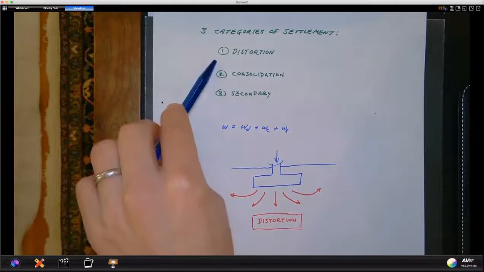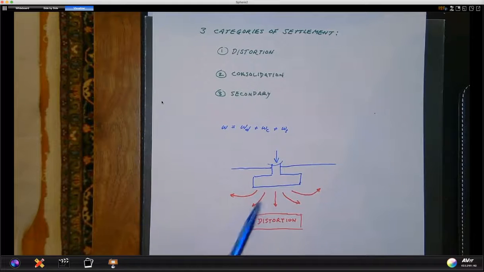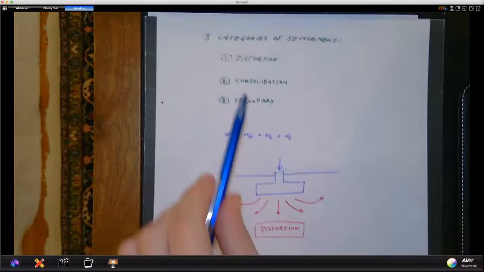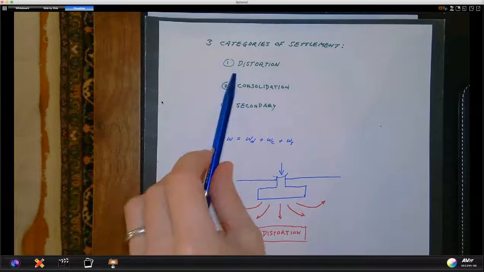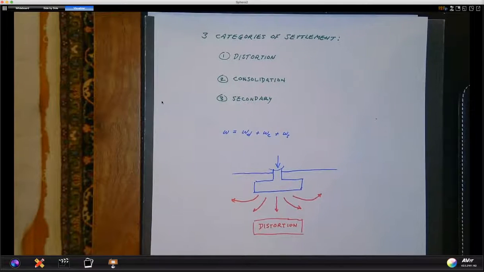Distortion is a mobilization of the soil looking something like this. And this would largely be described by immediate type settlements. And we will be looking at that as we go along here.